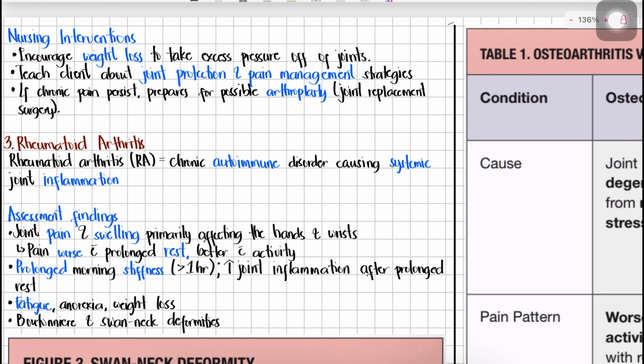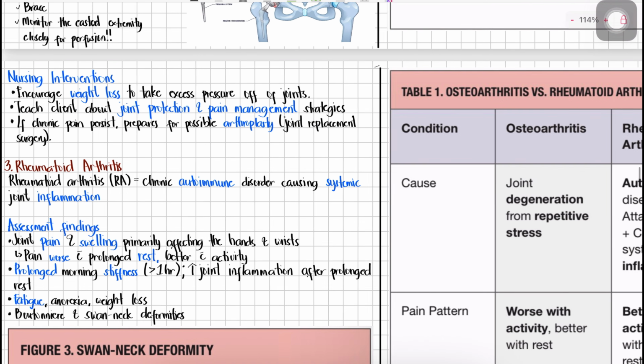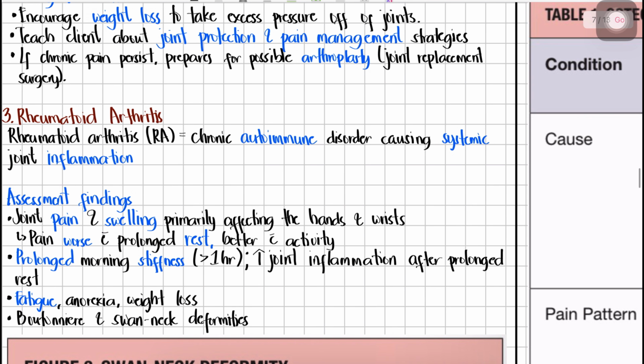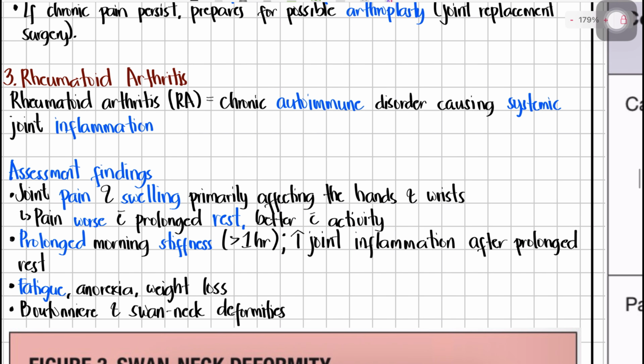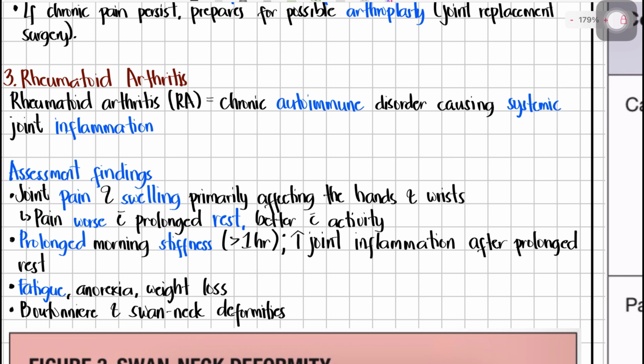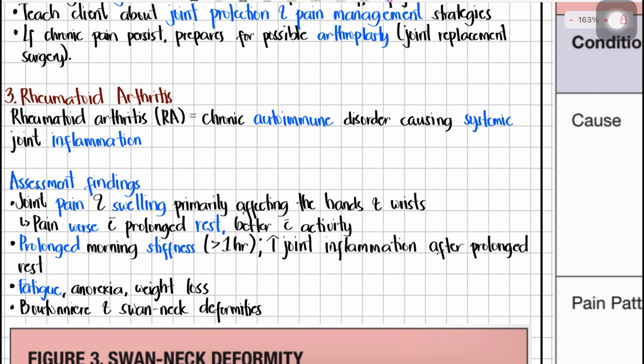and in rheumatoid arthritis, guys, the pattern is different from osteoarthritis. Okay, the pain is typically worse after prolonged rest. Okay, and it is improved with activity. Okay, bakit, guys? This happens because inflammation becomes more pronounced during inactivity. Kasi kapag immobile tayo, guys, di ba the blood flow, guys, is hindi maganda.